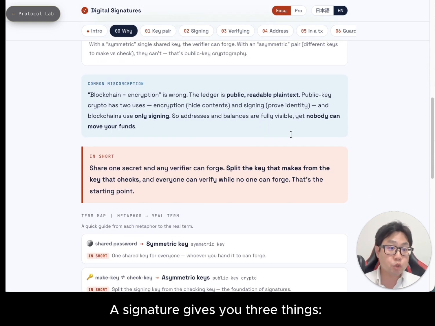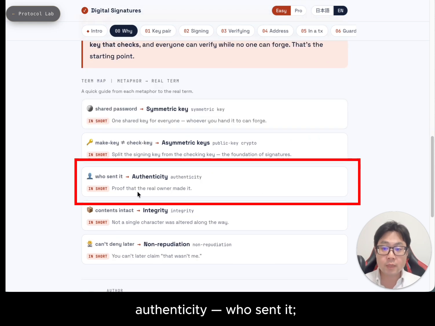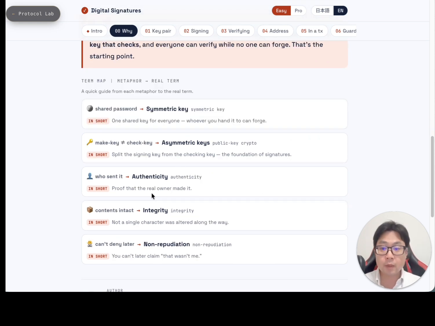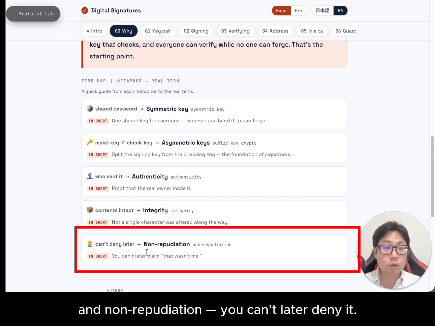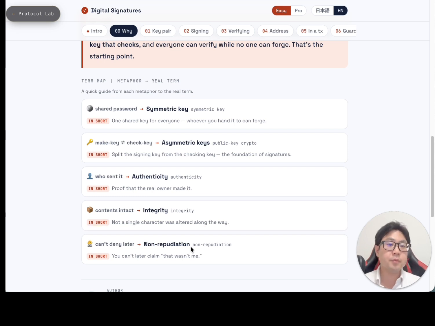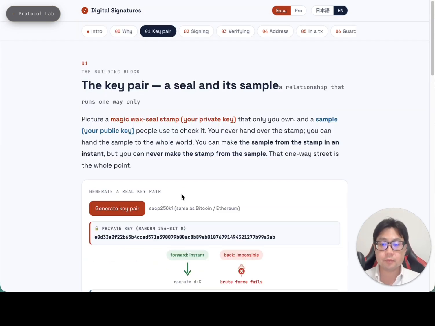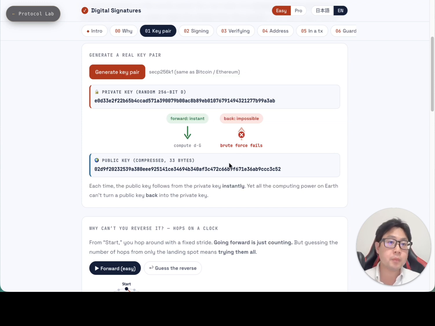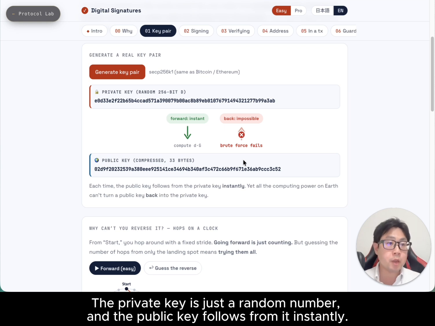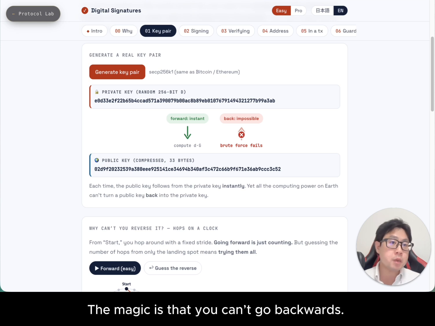A signature gives you three things: authenticity, who sent it; integrity, that nothing changed; and non-repudiation, you can't later deny it. Let's make a key pair. The red one is your private key, the blue one is your public key. The private key is just a random number and the public key follows from it instantly. The magic is that you can't go backwards.